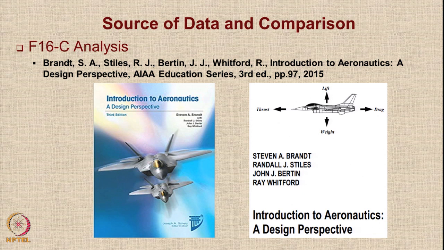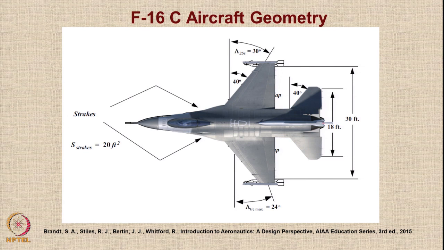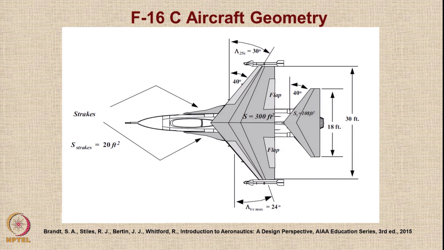This is the top view of the F-16C aircraft, and this information is presented in the textbook in the form of geometrical data. So we see that the leading edge sweep of the wing and the tail is 40 degrees, but the quarter chord sweep is 30 degrees. This aircraft has a wingspan of 30 feet, and the other numbers are already all mentioned there. The data is given in the FPS system, and we are going to use the SI system in our tutorial.